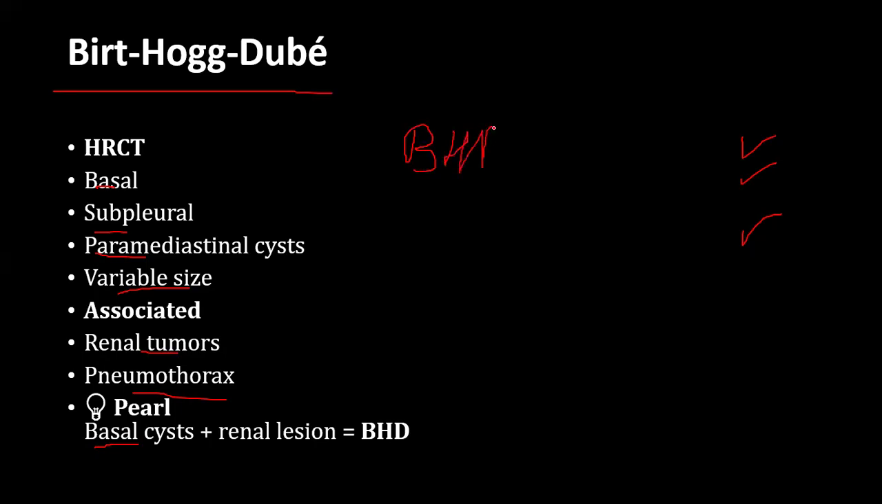Its name is very lengthy, so the abbreviation BHD is usually used. I'll be using BHD more in the case discussions in the coming slides. So BHD is always equivalent to Birt-Hogg-Dube syndrome because it's an abbreviation. So please remember it: basal cysts, subpleural distribution of the cysts, paramediastinal cysts, variable size, and associated with pneumothorax and renal tumors.